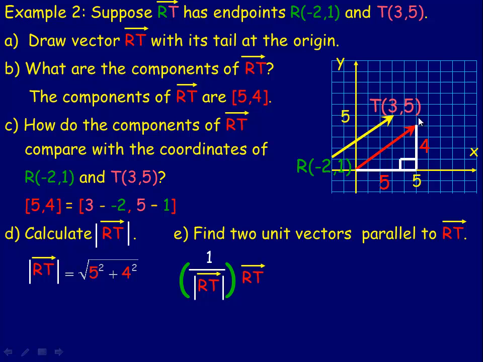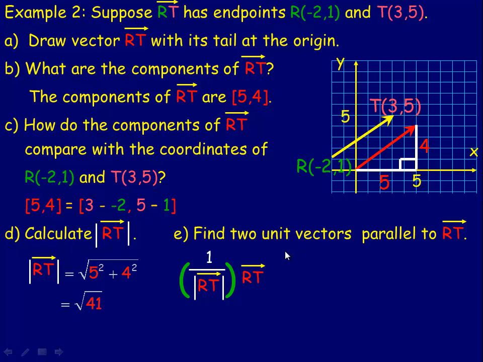Now, since you're always finding the length of the hypotenuse, we'll take the square root of both sides. So the magnitude of the vector is just the root of the x component squared plus the y component squared. So the root of 5 squared plus 4 squared. 5 squared is 25, 4 squared is 16. 16 and 25 add to 41. So the length of the vector, this magnitude, is the root of 41.